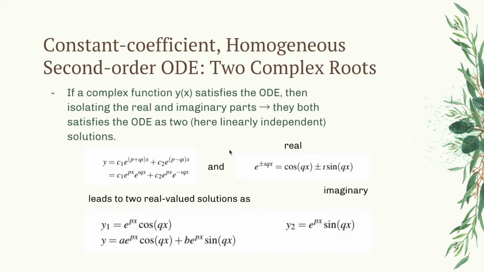If a complex function y(x) satisfies the ODE that has real coefficients here, then isolating the real and imaginary parts, both of them will satisfy the ODE as two linearly independent solutions. Combining this and the Euler equations, we can reach the conclusion that there are two real valued solutions, which are e to px cosine qx and e to px sine qx.